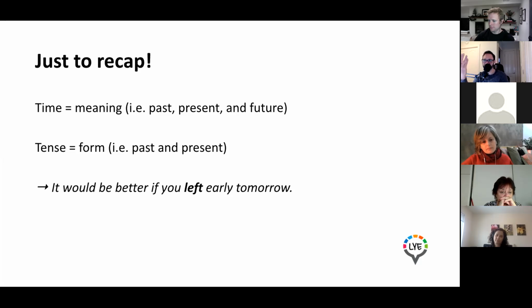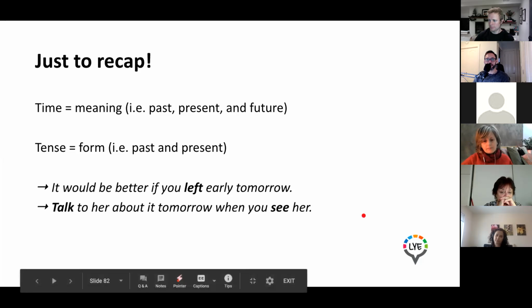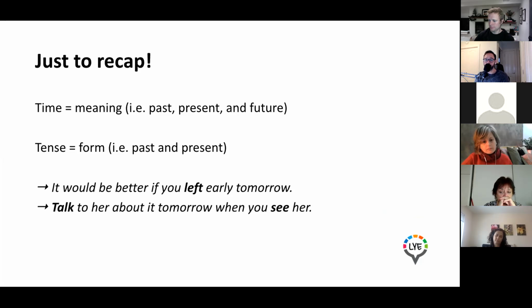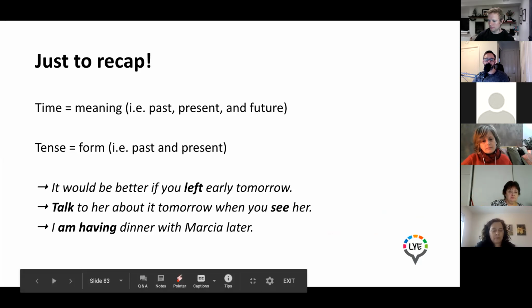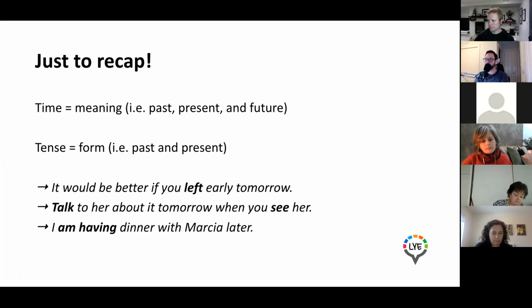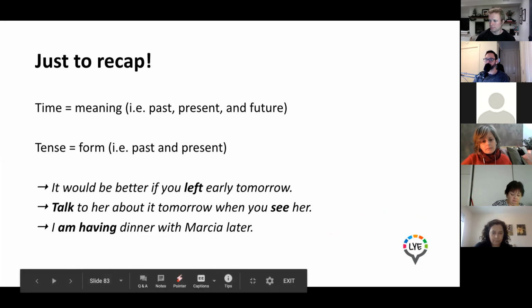We're referring to the future. Whereas in this one here, we have two verbs which are both in the present form, but they are referring to future time. And when you say, I am having dinner with her later, we have a verb in the present form, but referring to the future.